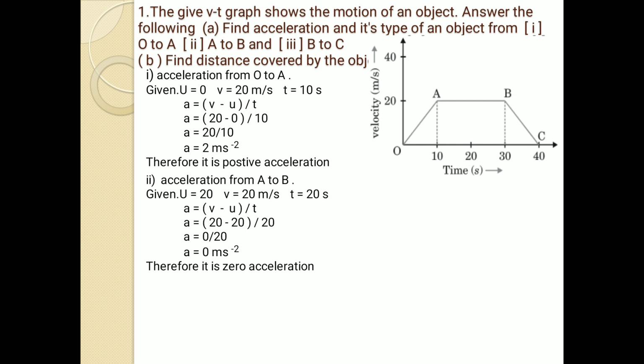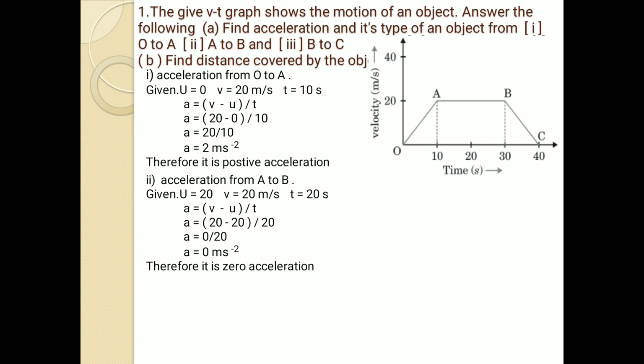Next one. We'll find out acceleration from A to B. Already you know that A to B, what type of acceleration is that? Zero acceleration only, because there is no change in velocity here. Now we'll find out acceleration. You will get to know whether it is zero acceleration or positive acceleration or negative acceleration.